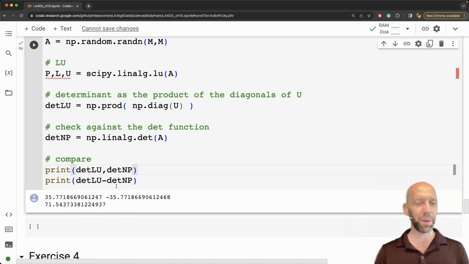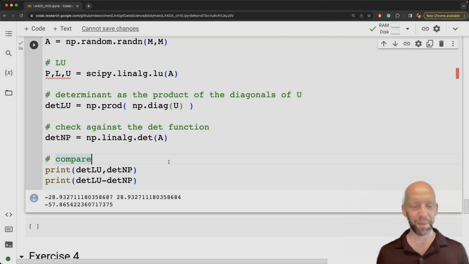Now, we cannot make any predictions for what the determinant will be because these are just random matrices, but we do expect these two to be the same, whatever the determinant has to be. And what you can see is that sometimes they are the same. This is 0, rounding error. Sometimes they are the same, and sometimes they look the same, so they're the same magnitude, but they're opposite sign. So what is going on there?